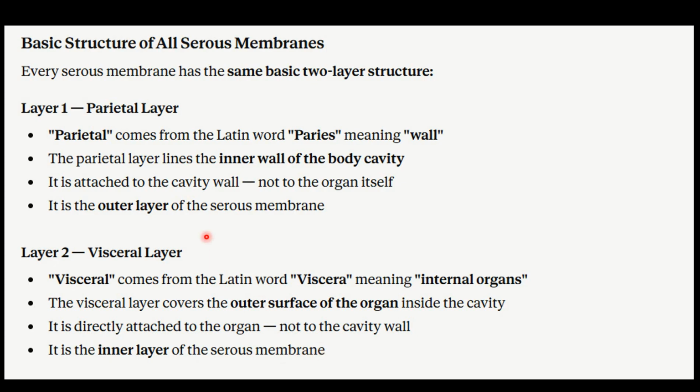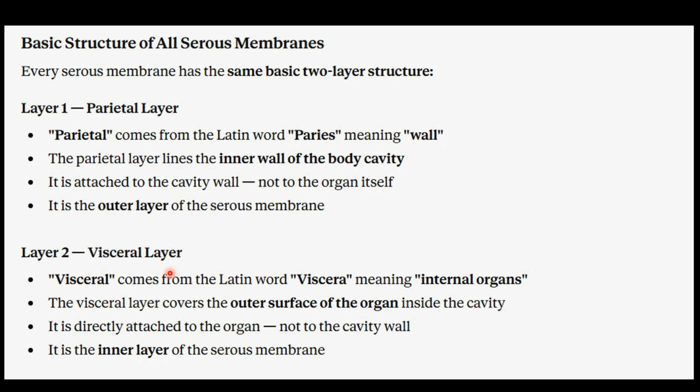Sometimes they might ask you, what is the inner layer of the serous membrane? You have to answer visceral layer. What is the outer layer of the serous membrane? You have to answer parietal layer. If you explain things properly, like it is connected to the inner wall of the body cavity, attached to the cavity wall, not to the organ itself, or directly attached to the organ, not to the cavity wall, you can draw parallels to explain your answer in detail.